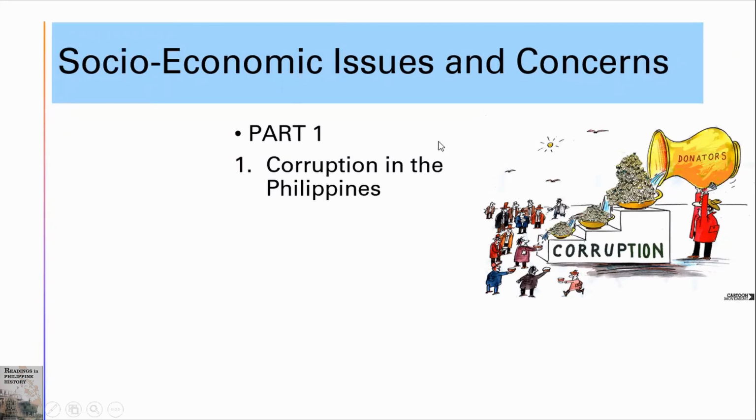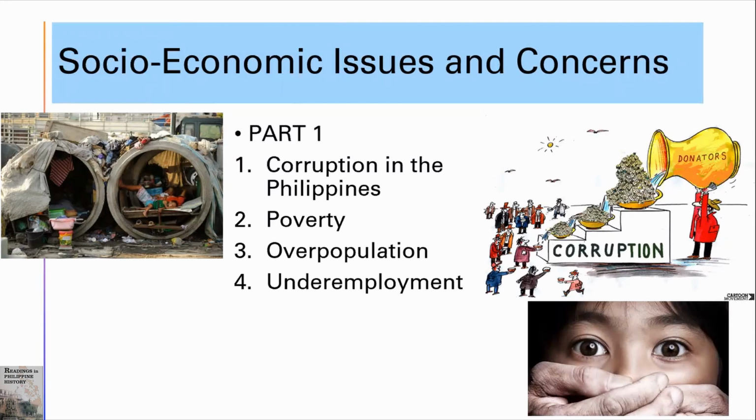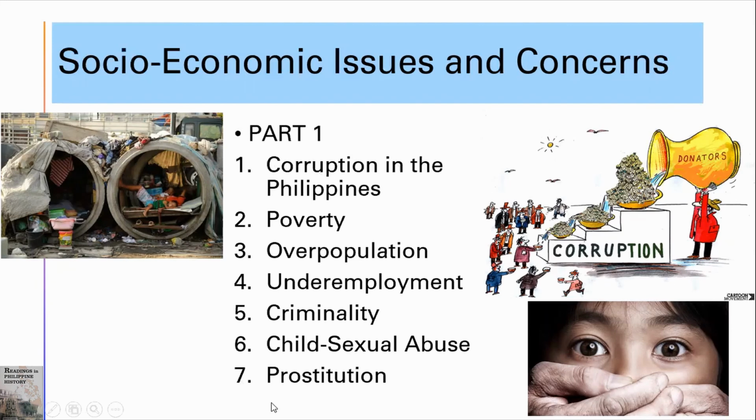If you say Philippine issue, that is the first thing that comes to our mind: corruption. And then poverty, we are not a wealthy country, and there are a lot of us who are poor. And overpopulation, there are a lot of people in the Philippines. Underemployment, meaning not employed. Criminality, killings, child abuse, and prostitution. These are the topics that we are going to discuss in this first part video lecture.